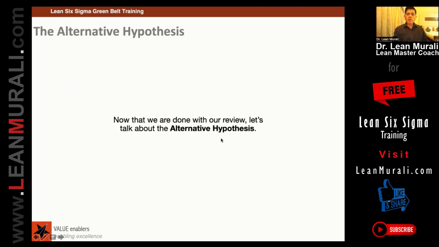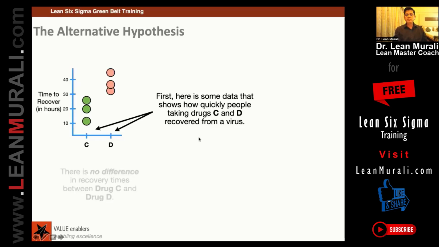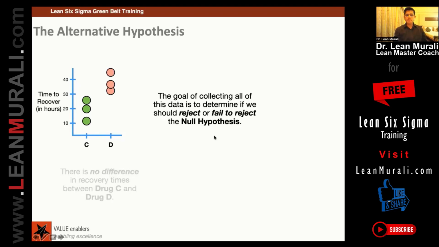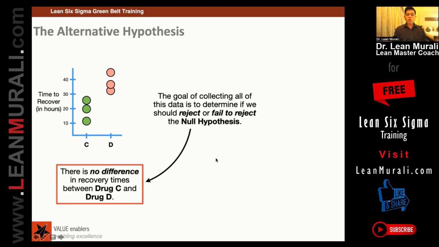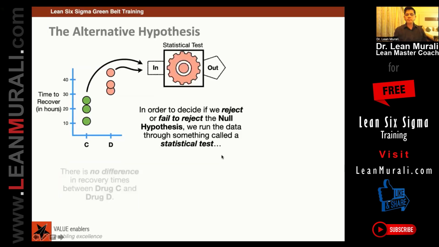Let's talk about alternate hypothesis. First, here is some quick data that shows how quickly people taking drug C and D recovered from the virus. The goal of collecting all the data is to determine whether we should reject or fail to reject the null hypothesis. That is the goal. And what is the null hypothesis? There is no difference in the recovery times of drug C and drug D.